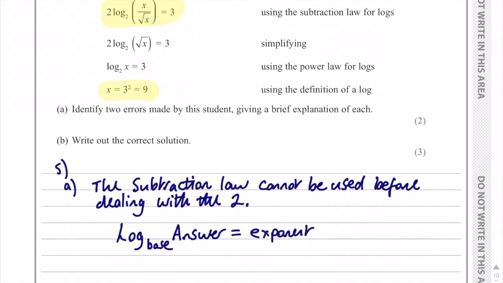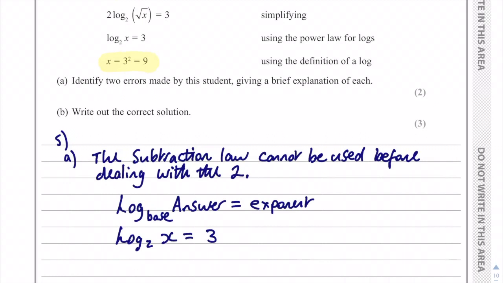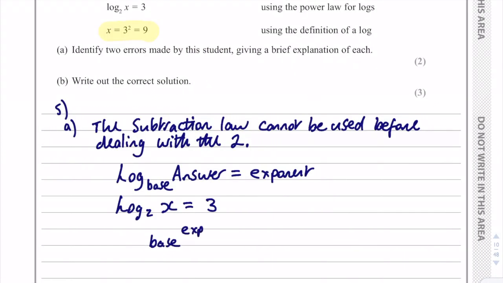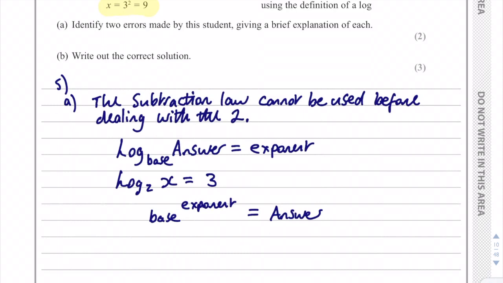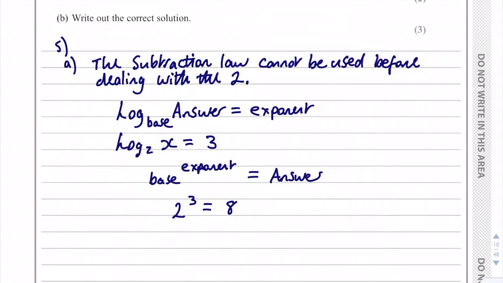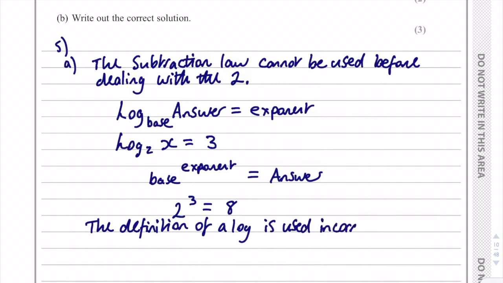So what's happening is if we've got log to the base 2 of x, which equals 3, we obviously want to rewrite this as the base to the power of the exponent is then equal to our answer. Well, in this case, our base is 2 and our exponent is 3, so we're actually going to have 2 to the power of 3, which equals 8. It shouldn't be 3 to the power of 2. What they've done is they've taken the answer and they've raised it to the power of the base. That's not right. So we can say that the definition of a log is used incorrectly.